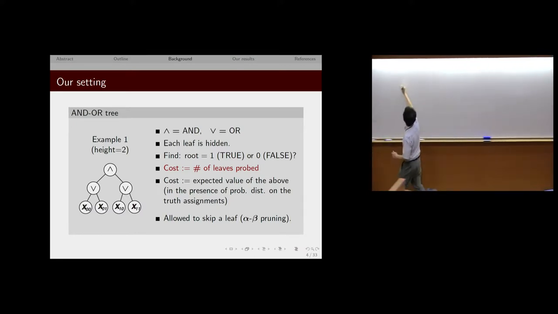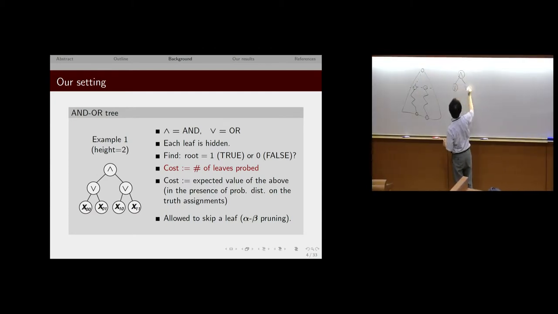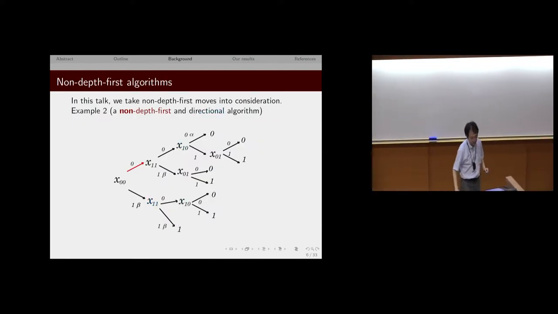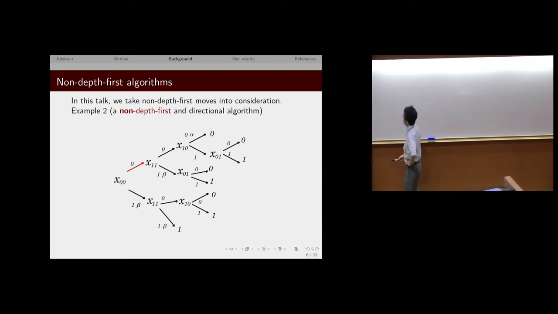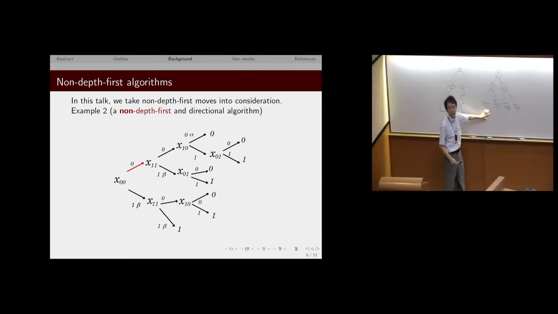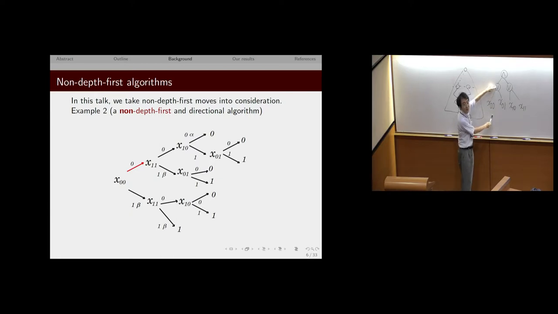So in this example, x00, x01, x10, x11. If x00 is 0, then we don't know whether this is 0 or 1. However, this algorithm's next probe probes x11. This is a non-depth-first move. The red arrow is a non-depth-first move.